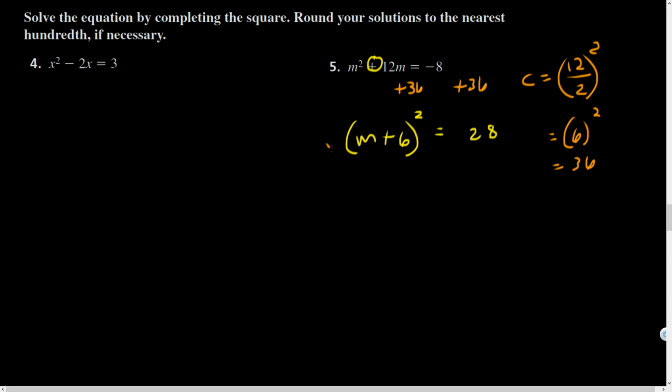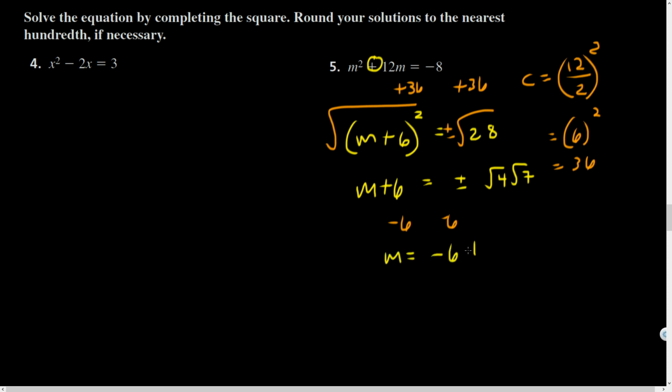And now we can root both sides, plus or minus. Ooh, I've got to use some properties of radicals here. So I get plus or minus the square root of 28. Is there a perfect square that goes into that? Yes. The square root of 4 and 7. And so we will subtract 6 from both sides to get m by itself. And I get -6 plus or minus the square root of 4, which is 2, times the square root of 7. And so this is the exact answer.